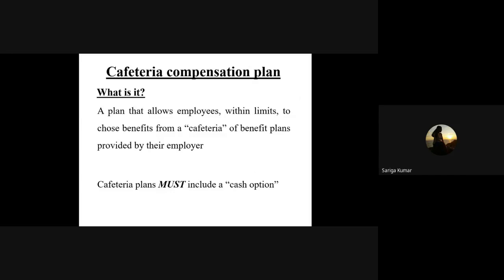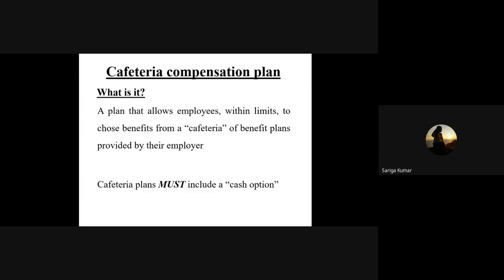Then we have a cafeteria compensation plan. This is a very unique one, like a compensation menu, where employees can select what type of incentives or benefits they require from the organization. It is a plan that allows employees, within limits, and some limits will be given, which is why the menu is given to them. Within that, they can choose the benefit from a cafeteria, or a set of benefit plans provided by the employer.